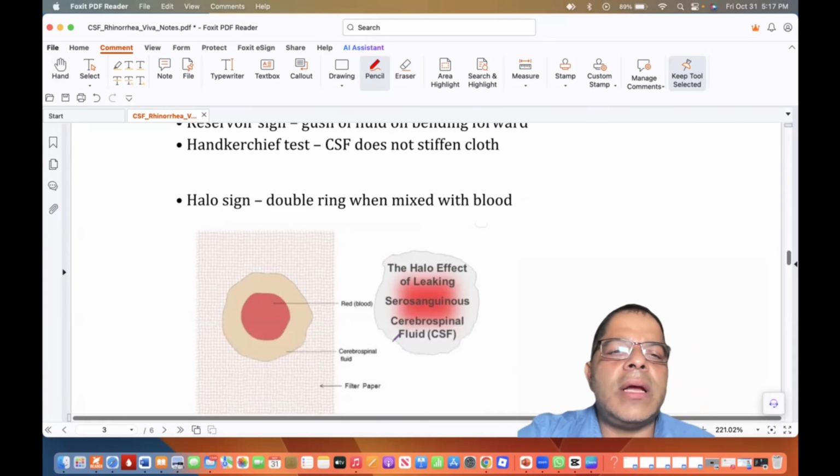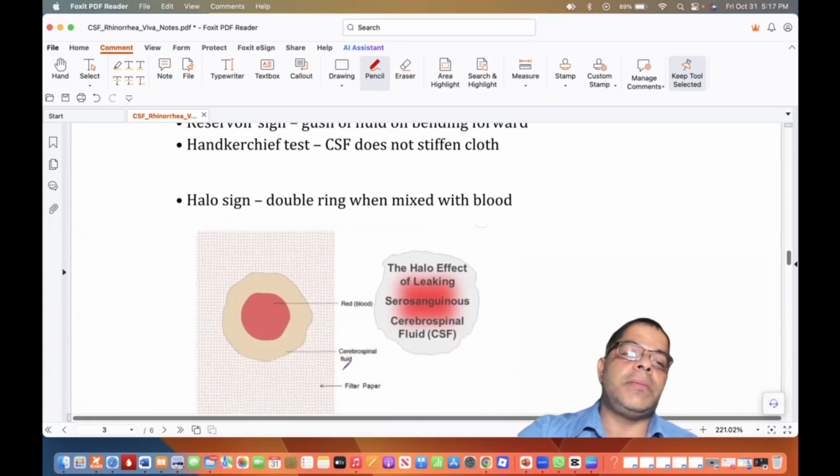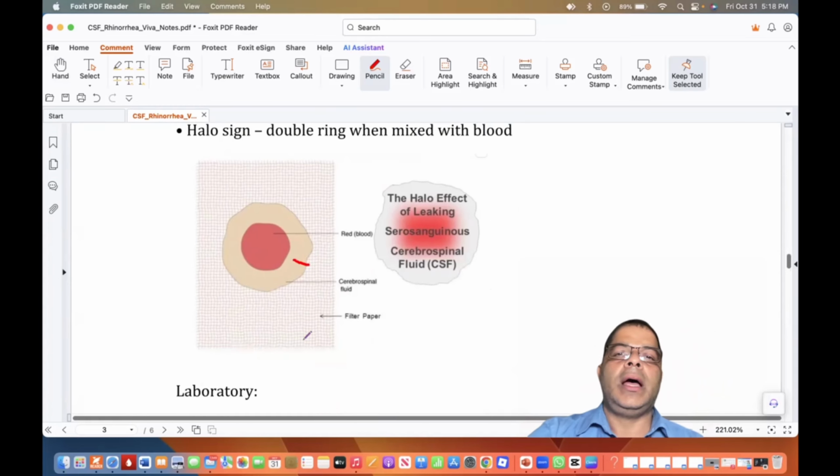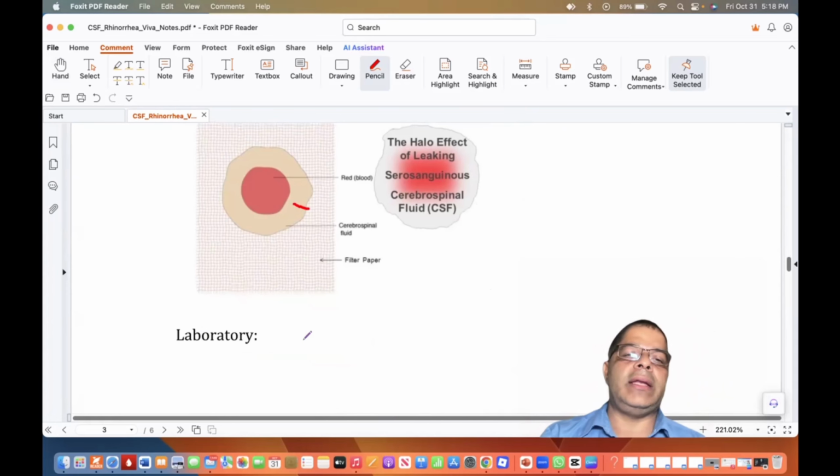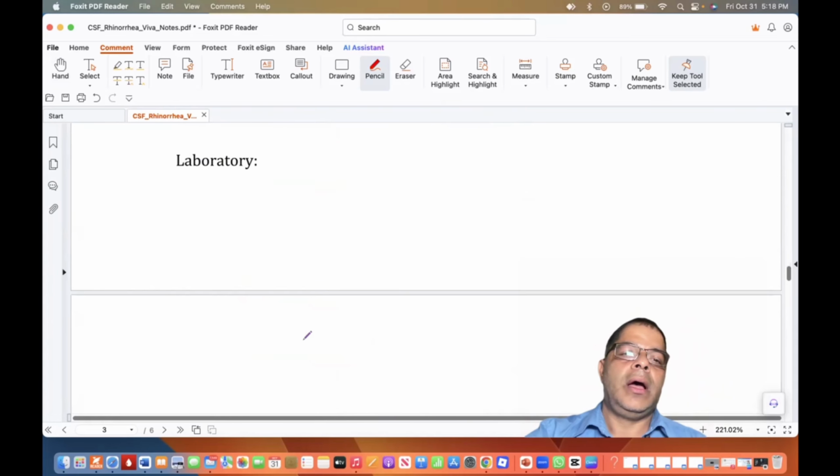This is old literature, and most teachers ask about the halo sign. Halo sign is a double ring when CSF is mixed with blood. If you mix the blood, you can see the CSF going out here. This is the CSF area, this is the blood area. This is the halo sign. Most examiners can ask this in the exam.